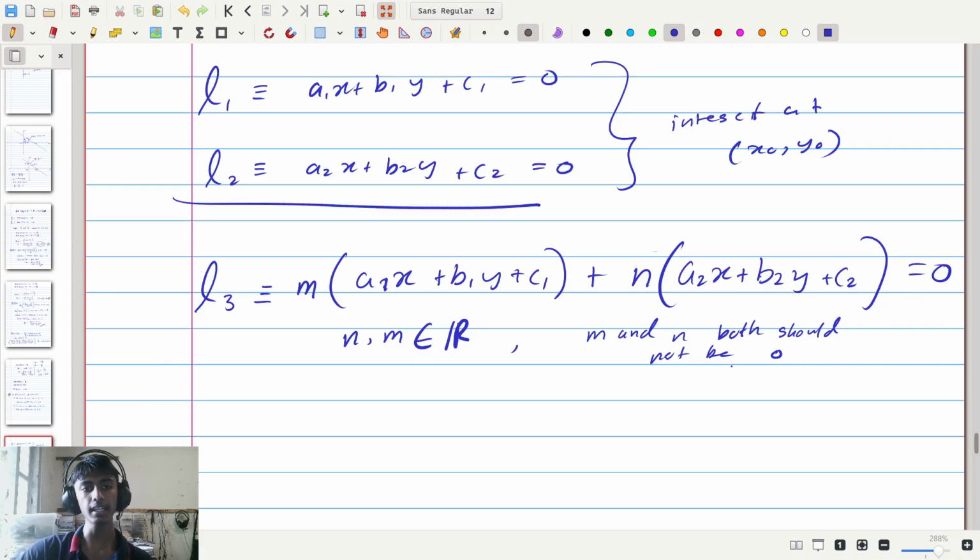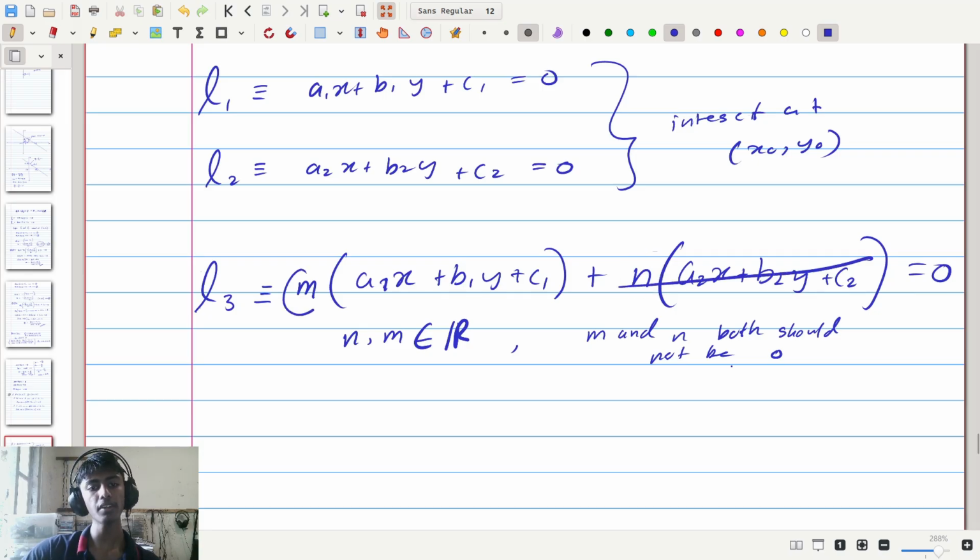which is exactly L2. Or in the other case, when n is equal to 0, if m is some real constant, then we can divide both sides by m. Dividing 0 by m does nothing because m is not equal to 0. In which case, we just have a1x plus b1y plus c1 equal to 0, which is L1. So here we can see m and n are real numbers. m and n both cannot be 0 at the same time, but one can be 0 while the other is non-zero. So that is how we find the lines that are passing through a given point.